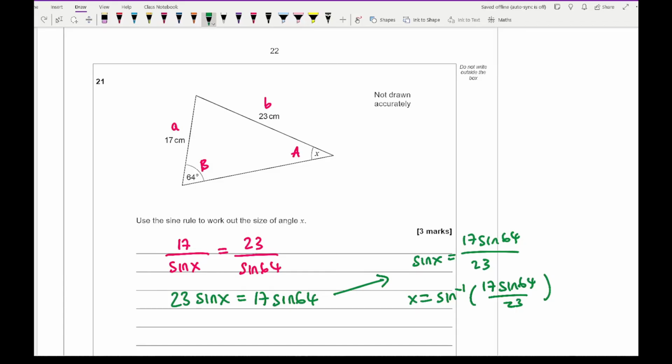I get an answer of 41.6 degrees, and that's to 1 decimal place.